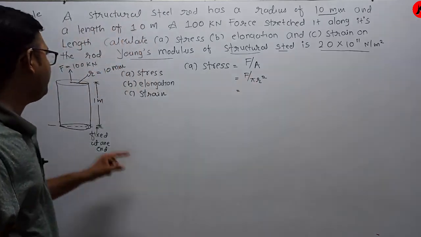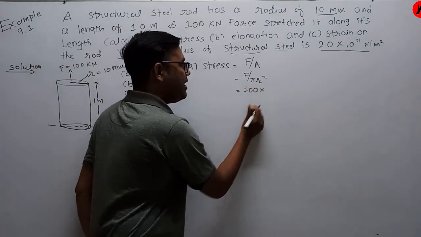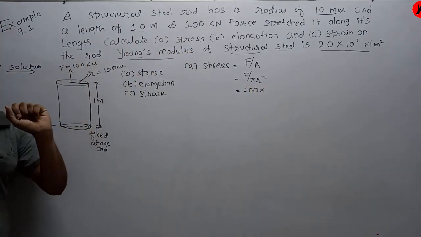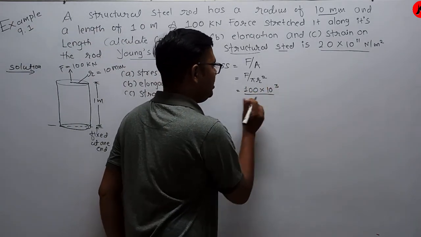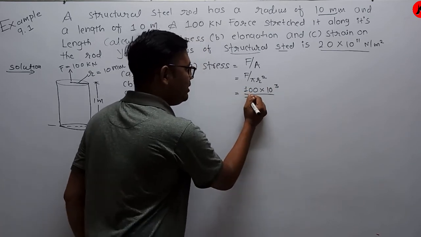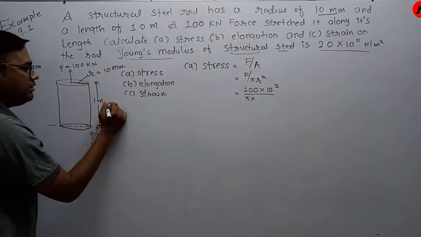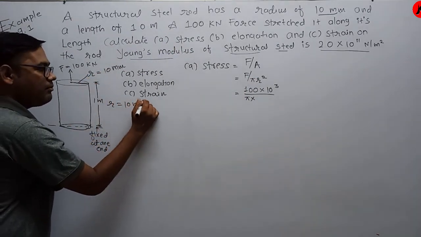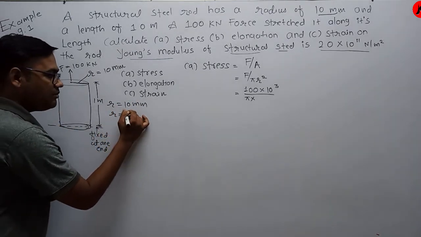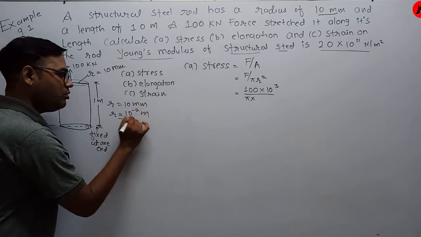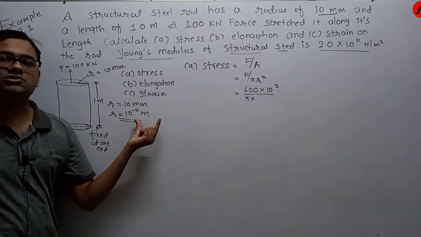So here the value of F is 100 kilonewton. The value is given in kilonewton; if we convert to Newton, then it becomes 100 into 10 raised to 3 Newton divided by pi into r square, where r is the radius of the steel rod, which is given as 10 mm. But I want it in meter. If we convert to meter, then it becomes 10 raised to minus 2 meter. So the radius of the steel rod r is 10 raised to minus 2 meter.